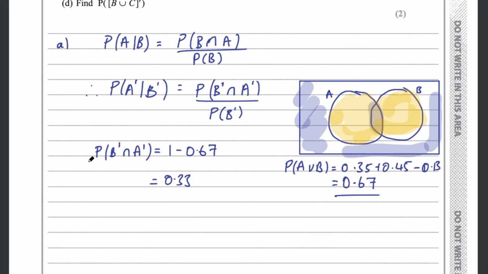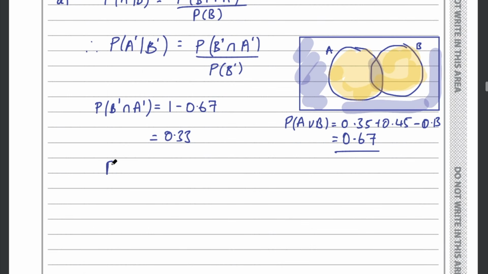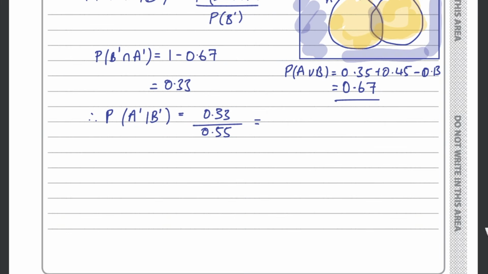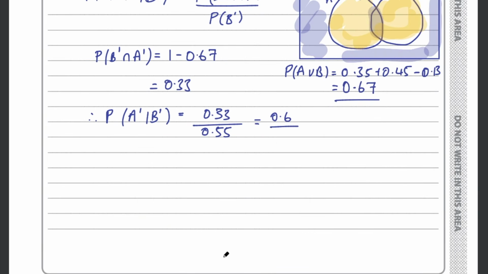Okay, so now I have the probability of B complement intersect A complement, so that was again the area outside of those two events, or the probability of neither of those events happening. And I have now the two parts of my formula, so I can go ahead and work out the probability of A complement given B complement happened is 0.33 divided by 0.55, and put that into a calculator. 0.33 divided by 0.55, I get 0.6 for my final answer.